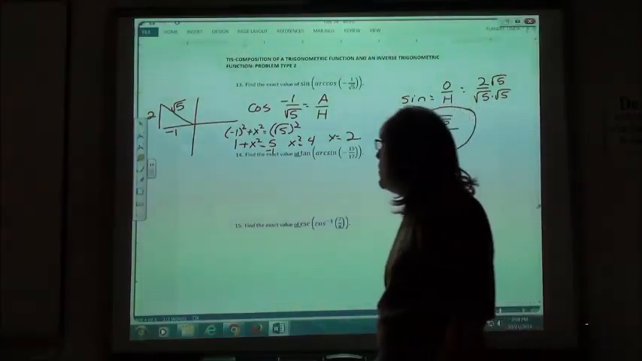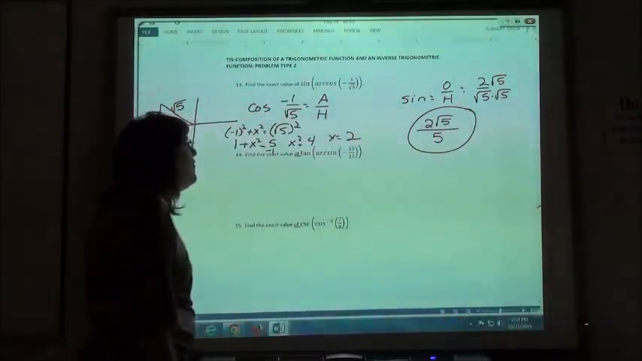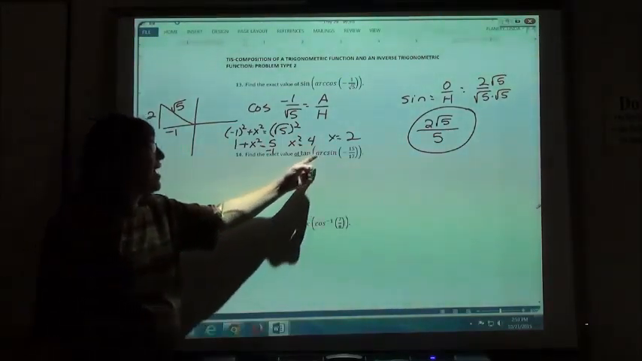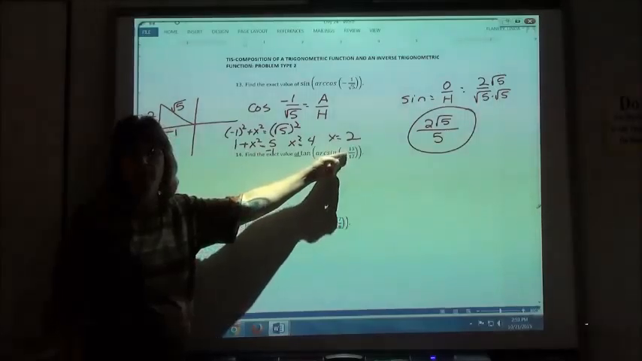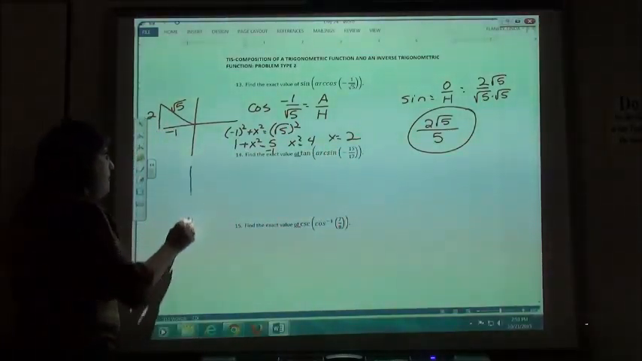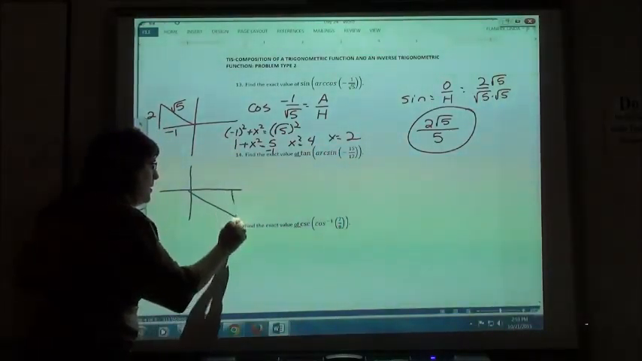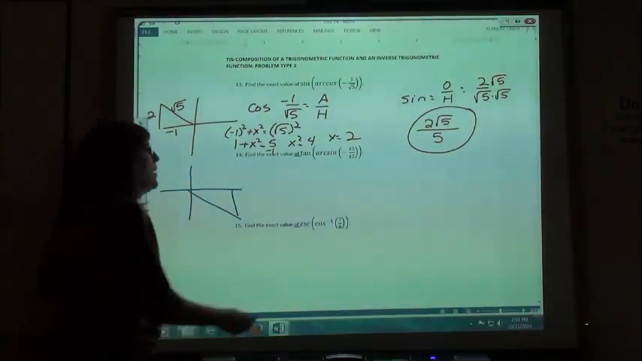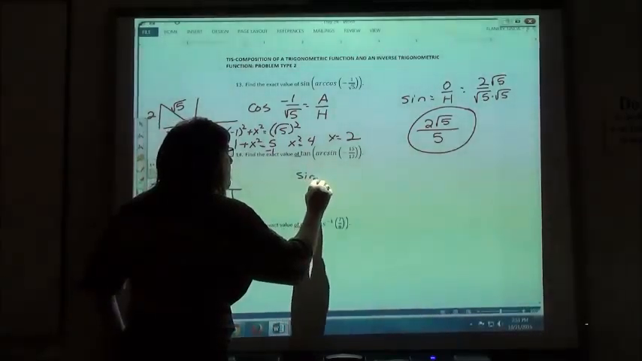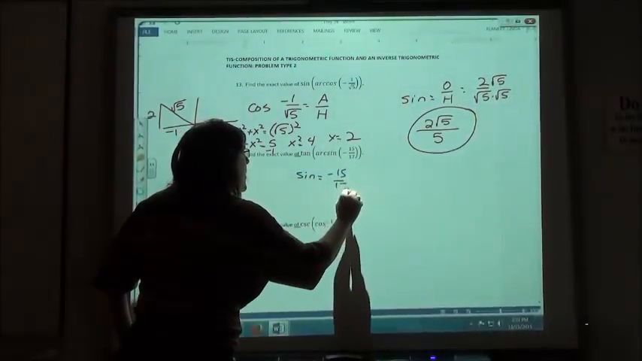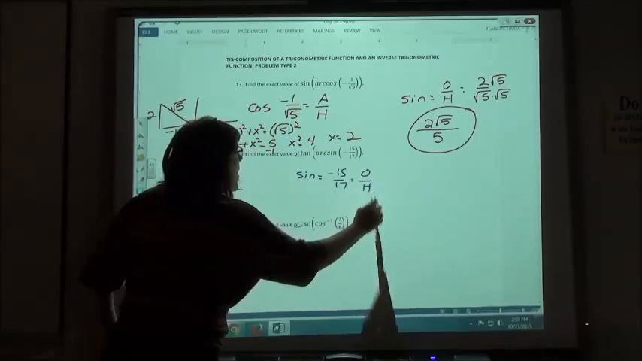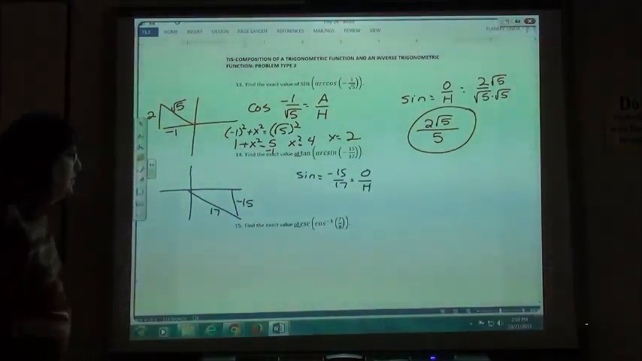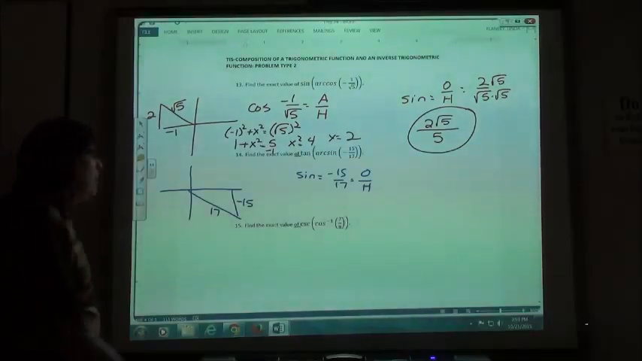The next one, we are finding the tangent of the inverse sine of negative 15/17. For my sine to be negative, I want to be in quadrant 4. So I'm going to draw my reference triangle over here in quadrant 4. My sine is the opposite over the hypotenuse. So negative 15/17. I have to do my Pythagorean theorem.